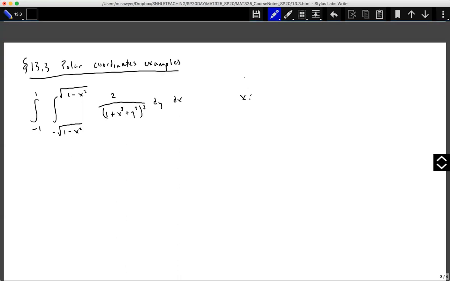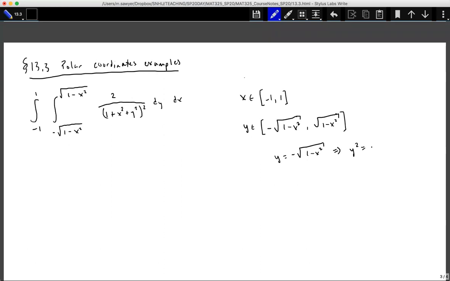So we know that x is an element of -1 to 1, so x is our constant bounds, and y varies between negative square root of 1 minus x squared to positive square root of 1 minus x squared. If you don't recognize already what the y bounds look like, we can say that if y equals negative square root of 1 minus x squared, we can rewrite this by squaring both sides as y squared equals 1 minus x squared, move the x squared over, and we see that we have x squared plus y squared equals 1, which is a circle with radius 1.